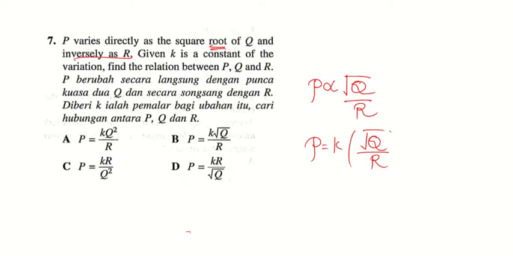Number 7. P varies directly as the square root of Q. Not square, square root of Q. And inversely as R, like this. So k is the constant. P equals k times square root of Q over R, like this. So the answer is B.